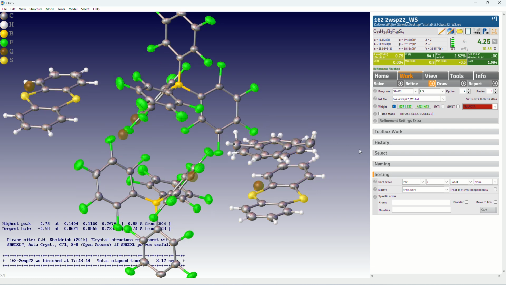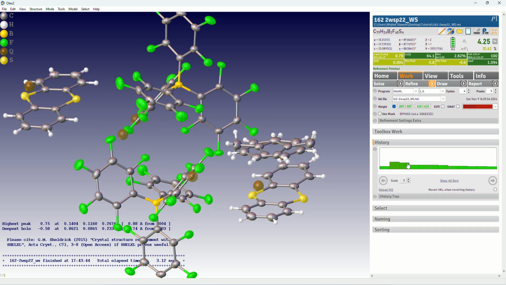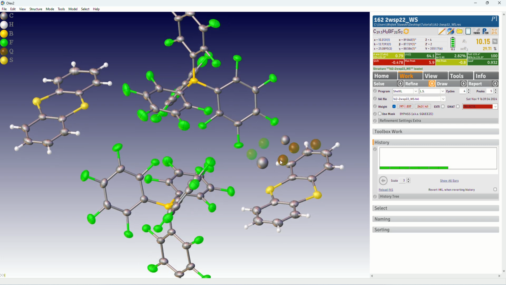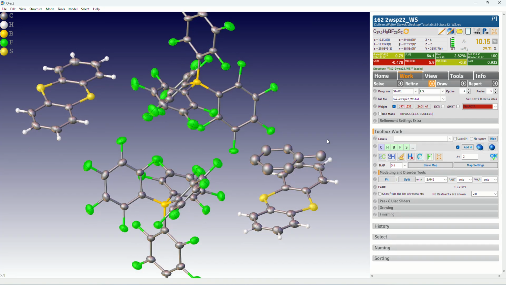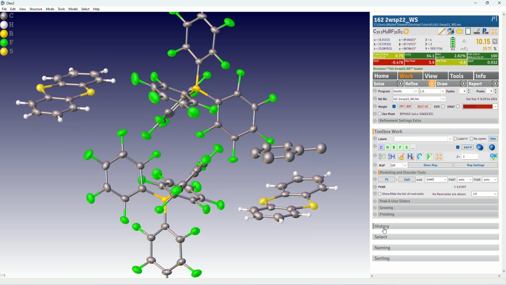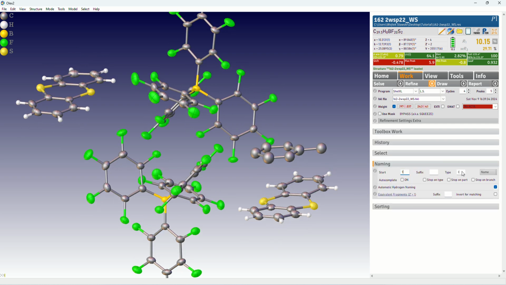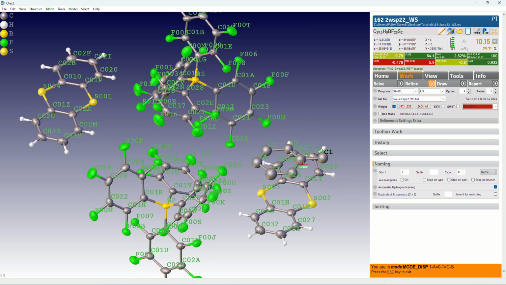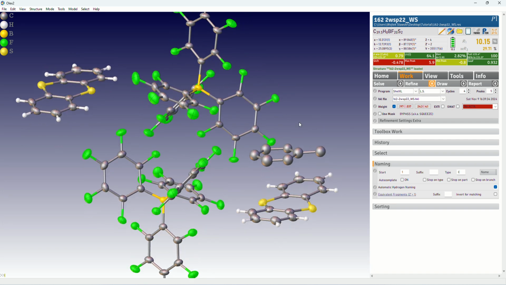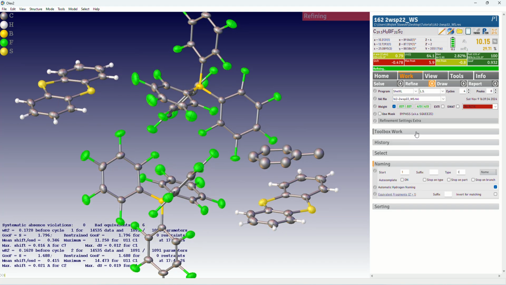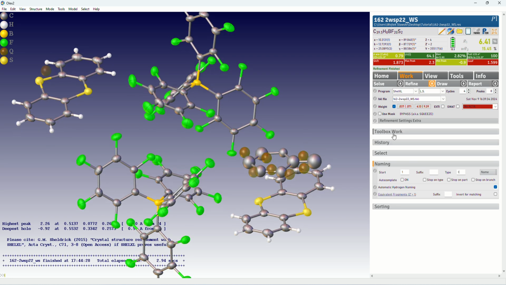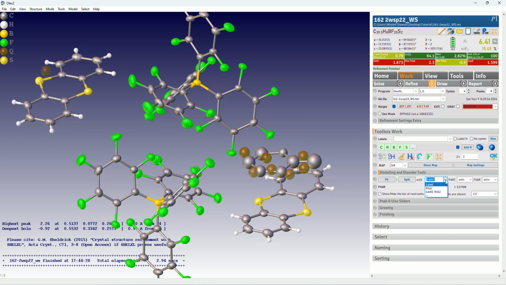So let's come back to the model where we had just the model without accounting for disorder. So we want these to be carbon atoms, naming. Let's do the automatic naming. We want to start with 1 carbon. 1, 2, 3, 4, 5, 6, 7. Escape. Okay, refine. So let's see what happens if we allow OLEX to write its own restraint.